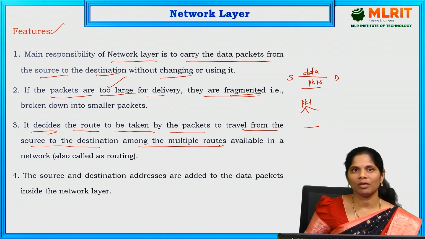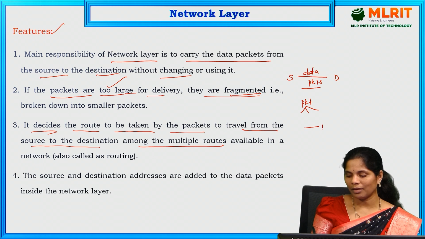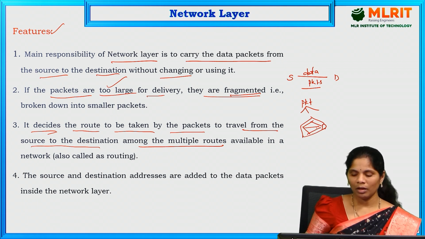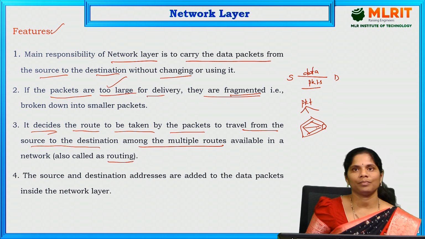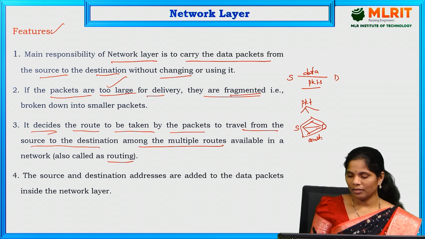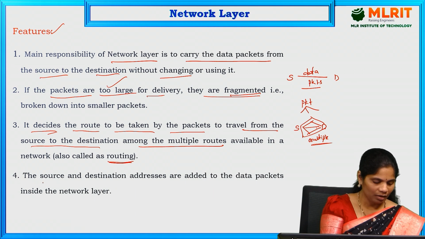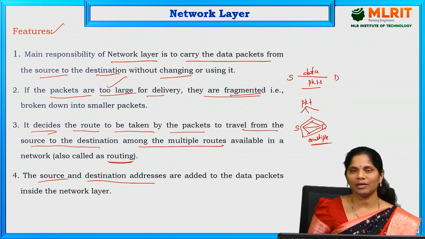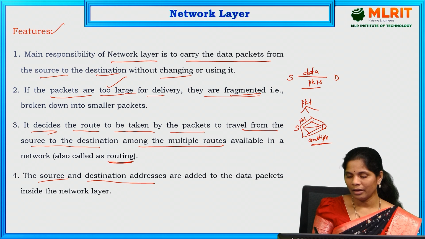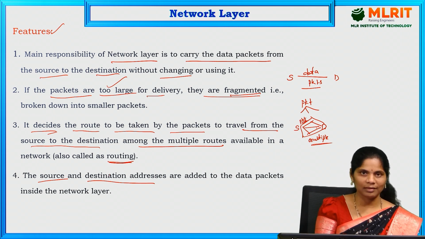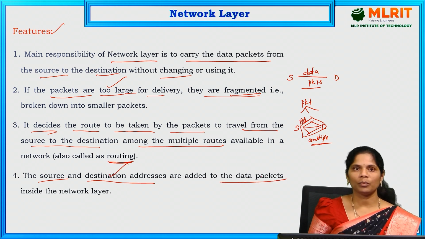Suppose I want to visit a particular destination and I have a number of routes to get to that place. Which route I have to select to go to that place is nothing but routing. If I want to reach from source to destination, there are multiple paths, and among those multiple paths we have to select the best path. That is the routing. And the next one: the source and destination address are added to each and every packet. Each packet has the source address as well as the destination address added in the network layer. These are some features of the network layer.